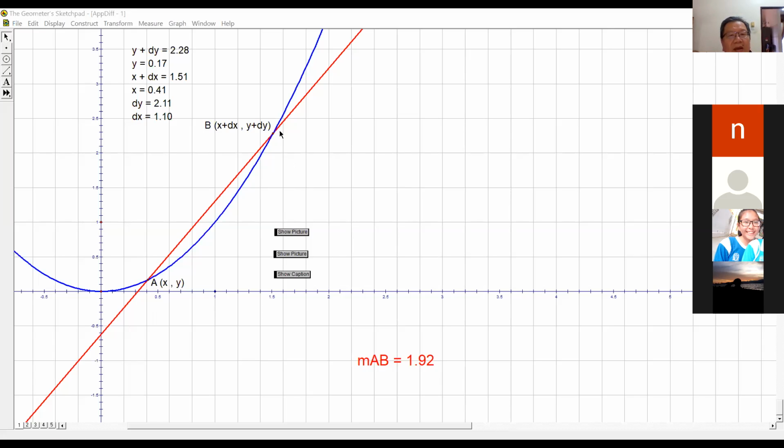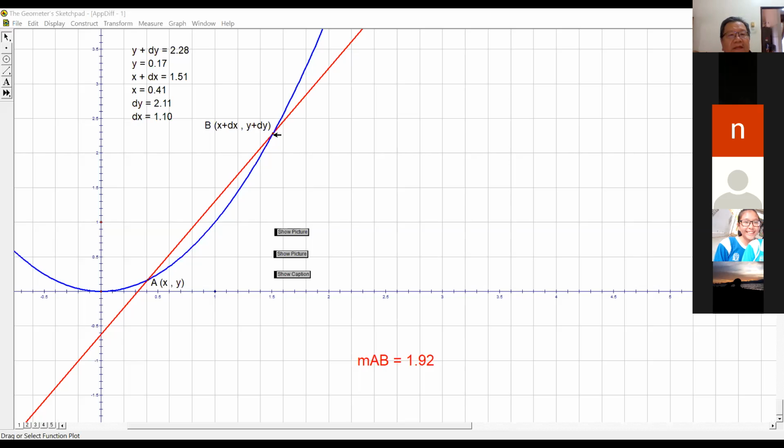A and B, there are 2 points on the curve, on the blue line. And I also join these 2 points using a straight line. So the straight line is red color. Now, this red color line, since it intersects the blue curve at 2 points, is known as a chord.